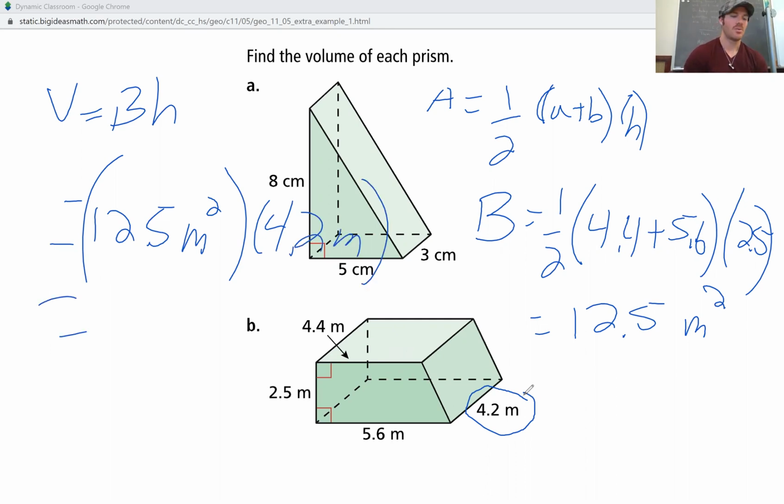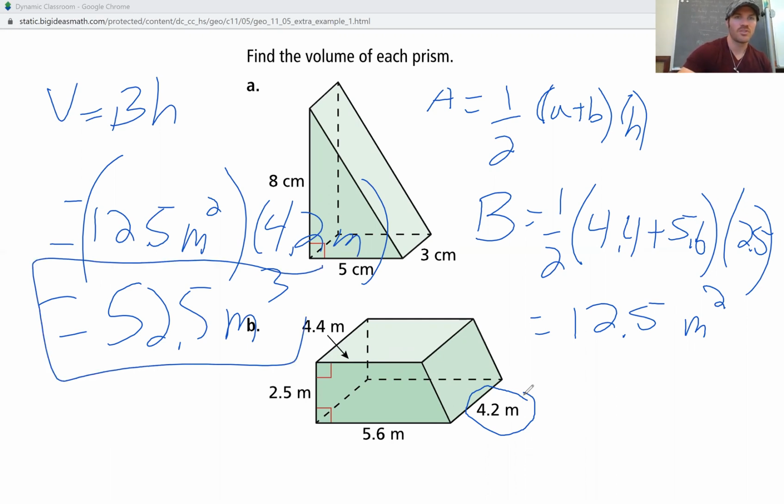Okay, so 12.5 times 4.2 is 52.5 meters cubed, or cubic meters. And that is the correct answer. So that was a little tricky because you have to first identify the base, know how to find the area of that base, and then you can plug everything in, make sure you don't mess up your height. Okay, I know it's a little tricky, so watch what you're doing.